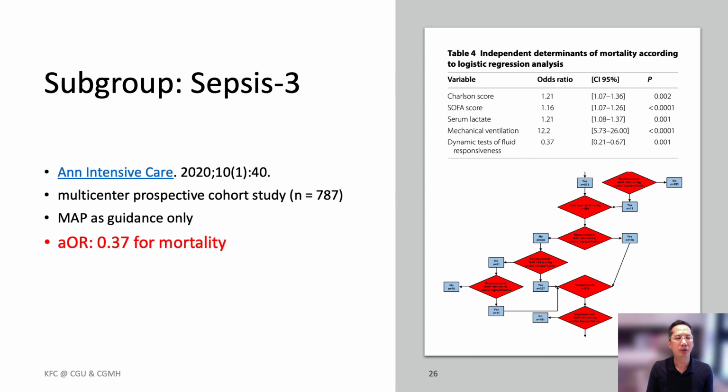However, they found that using the mean arterial pressure, because this is a cohort study, people are not using the fancy hemodynamic monitoring on every patient. But they found that as long as you use the guidance, even just a mean arterial pressure as the guidance, the guidance is independently associated with mortality reduction.